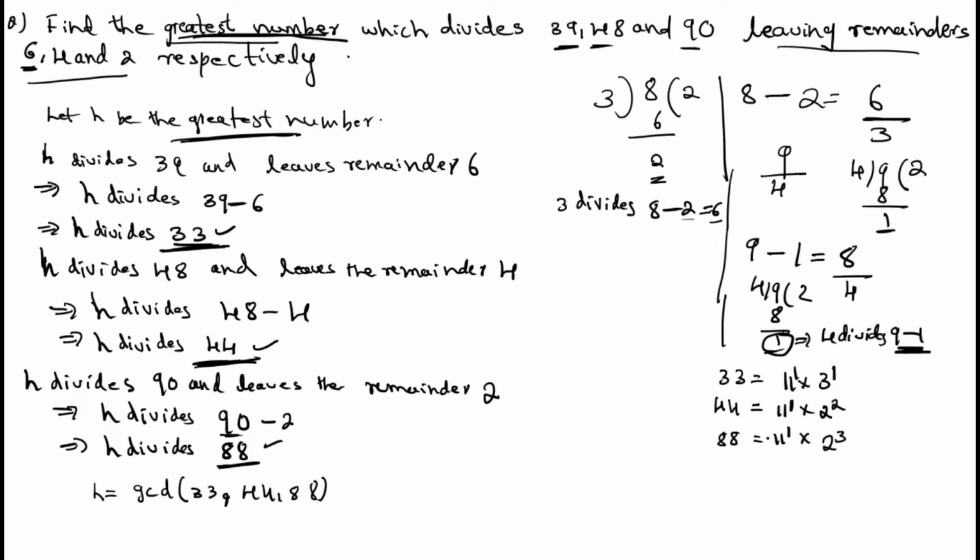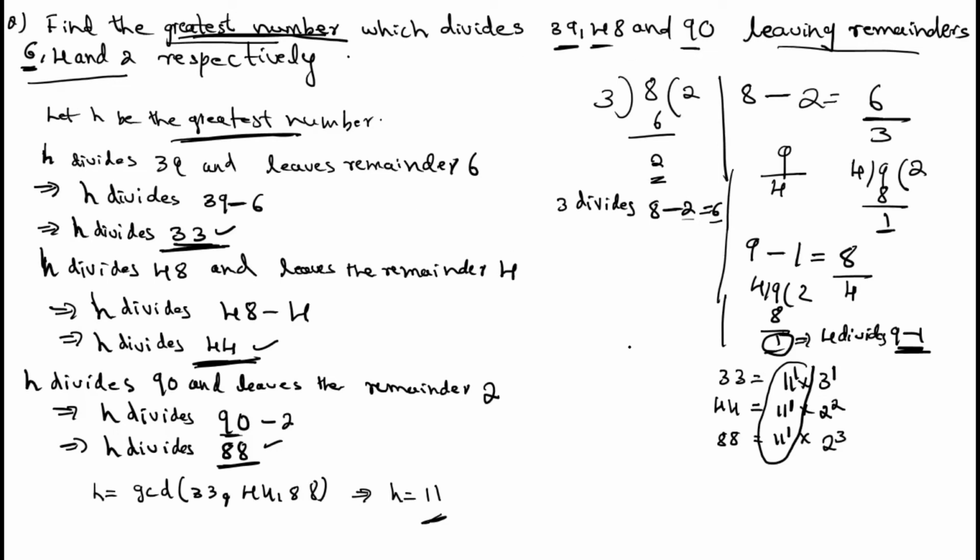So what is the HCF? HCF is the least power of the common factor. What's the least power here? You can observe only 11, right? This implies h is equal to 11. Therefore 11 is the highest number or greatest number which divides 39, 48 and 90 and leaves the remainders 6, 4 and 2 respectively.